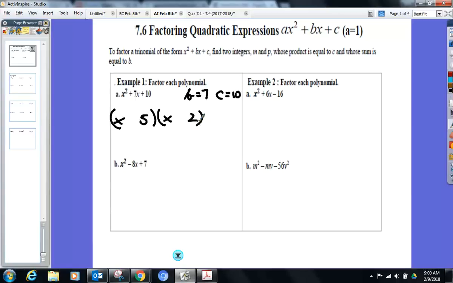What signs do I put in front so they will add to a positive 7 and at the same time multiply to a positive 10? Plus and plus. You've just factored that. Congratulations. We're going backwards. Okay? Adds to the middle term, multiplies to the last term. Let's go next one, because some of these are going to be tricky.